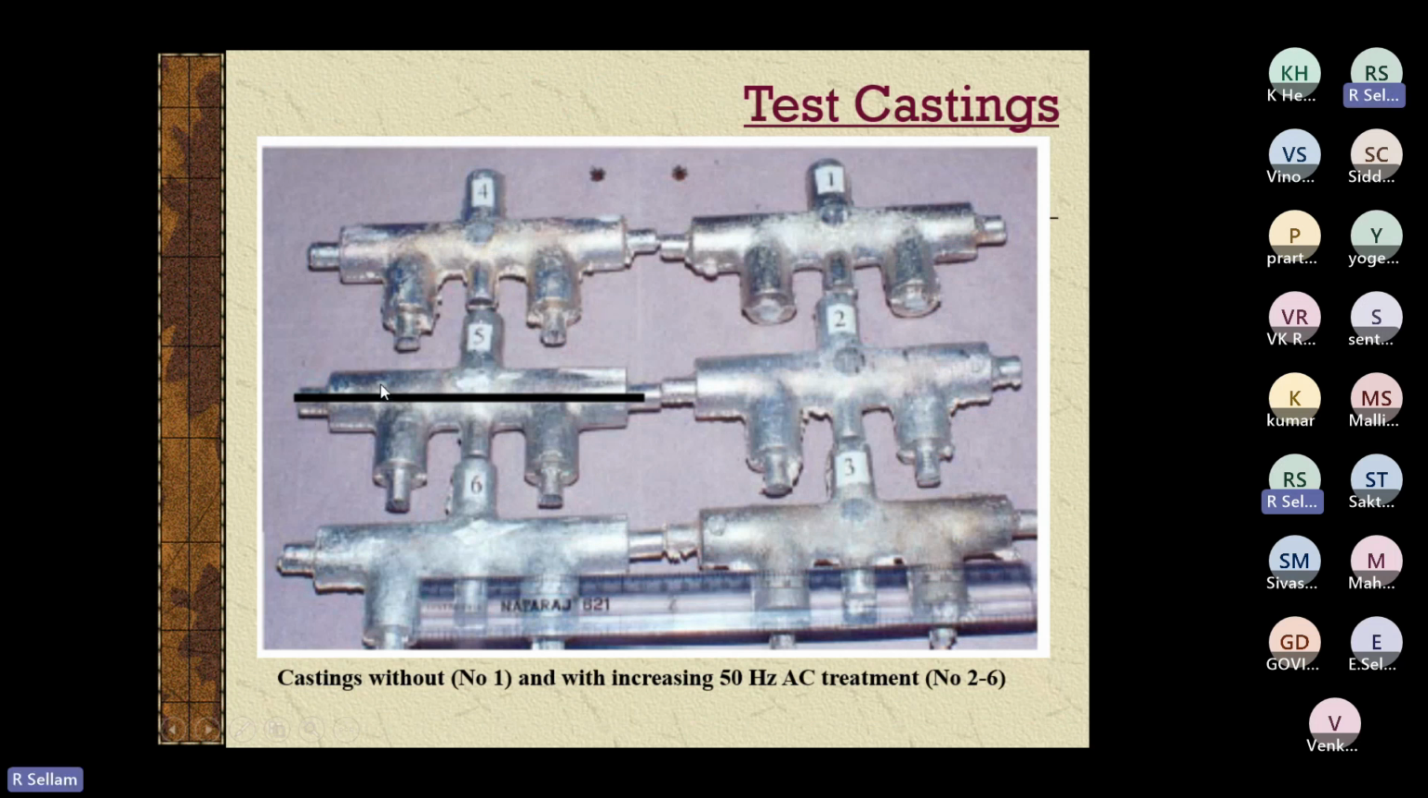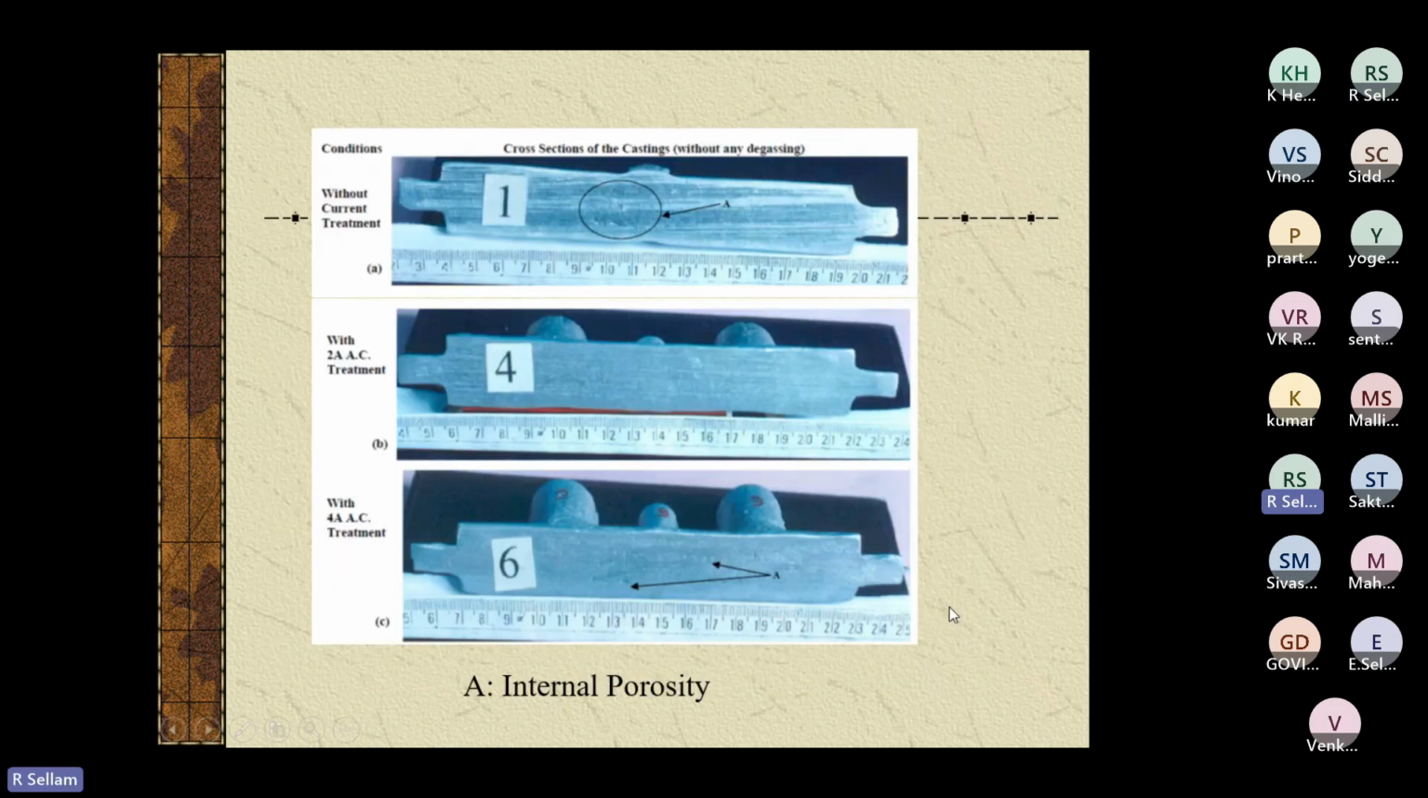Discussing another dimension, there is a scale here. It cannot be seen properly, but it is a 25 millimeter diameter scale, with increasing current intensity. See, at lower level, all internal sinkage and porosities are there. At the optimum level, 2 ampere AC, you can get casting almost free of internal sinkage as well as porosity. But if you increase the current further, then again it comes back. So there is an optimum value.